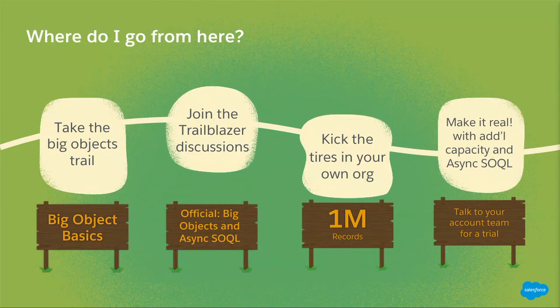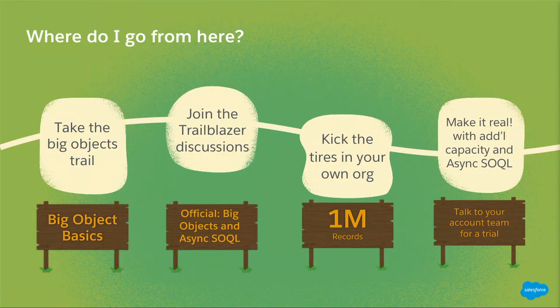There is a trail that you can take in Trailhead called Big Object Basics. You can get started with big objects in any developer org, in your production org, in any of your sandboxes. All of them have big objects enabled. We have a discussion group within the Trailblazer community, formerly the Success community, where you can ask questions. I monitor it, so I can answer some of them. More and more, you folks can answer them yourselves.